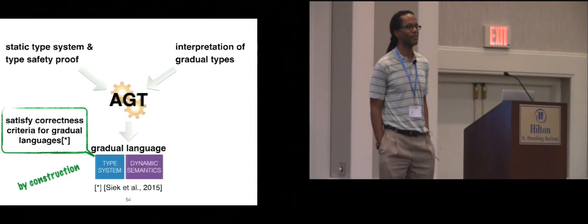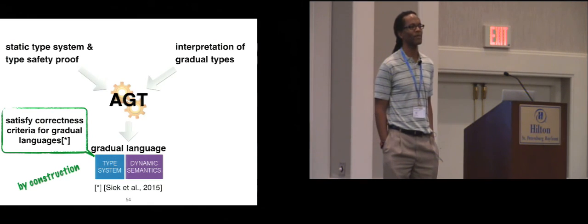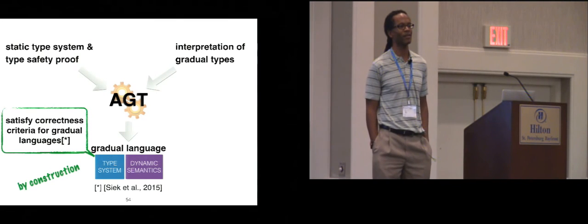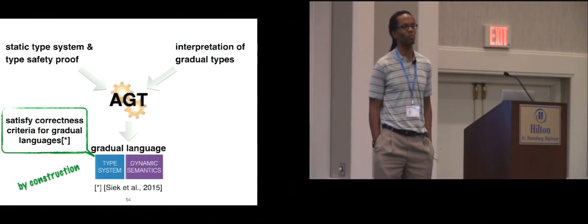And the nice thing about Galois connections is that they compose. So what would we think? Can we just cut out the middleman and not consider that explicit type checking algorithm, but go directly from the semantics to the notion of gradual types?